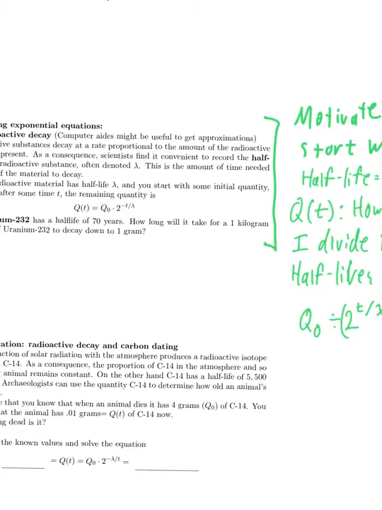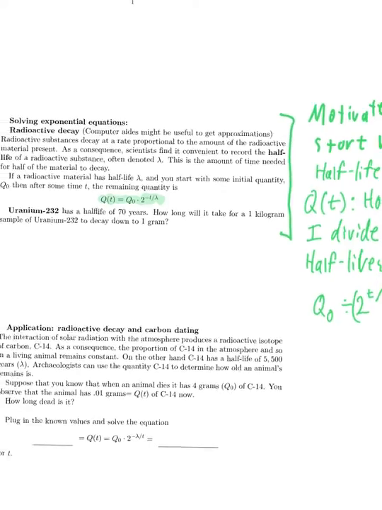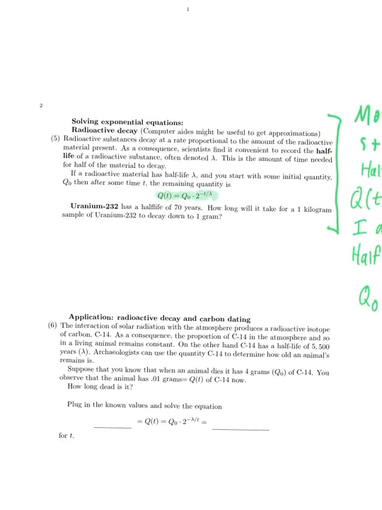The end quantity, and this is a formula that's worth remembering, the final quantity after you wait some amount of time is given by the initial quantity times 2 to the negative amount of time you've waited divided by lambda. Let's just do an example. So U-232 has a half-life of 70 years, approximately. How long will it take 1 kilogram of U-232 to decay down to 1 gram?